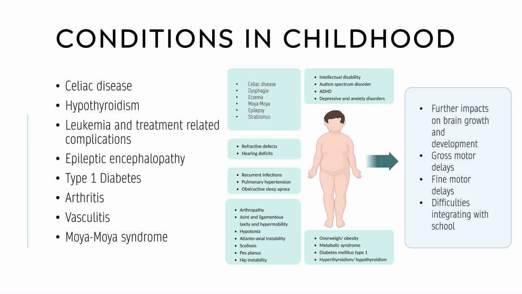Now, if only that were the only time period where we would have some complication related to Down syndrome, but even though we're getting really good at helping children with Down syndrome survive and thrive after these conditions shortly after birth, there's also some other things that can happen as they get older into childhood and adolescence. That includes things like celiac disease, acquired hypothyroidism, so even if you weren't born hypothyroid, you can develop it over time, leukemia, as well as obviously treatment-related complications from leukemia, epileptic encephalopathies, type 1 diabetes, arthritis, vasculitis, and uniquely Moya-Moya syndrome, notably more common in persons with Down syndrome.